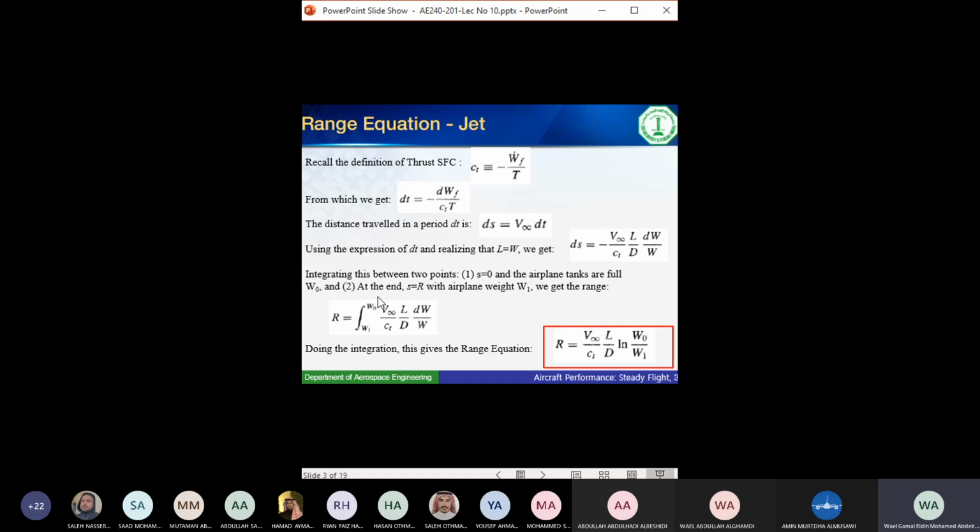Speed, L over D, CT, all these are numbers, constants I can get out of the equation. And the integration of dW over W is simply ln. And when you substitute the limits, W1 and W0, it will be ln W0 over W1. So that would be the range of a jet aircraft.